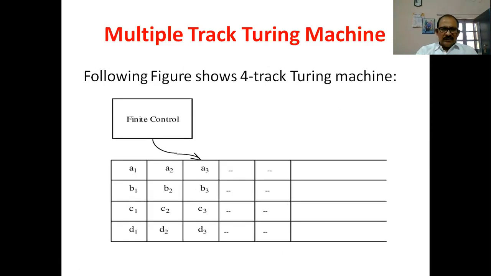Here you can see in this figure the 4-track Turing machine. Here you can see one symbol is made of 4 tuples. What are the tuples of the symbol? A3, B3, C3 and D3. And here this is the finite control and this is the tape head, the read-write tape head.